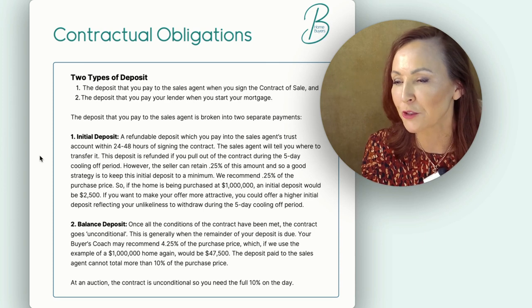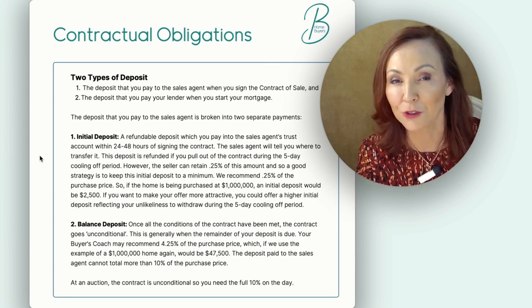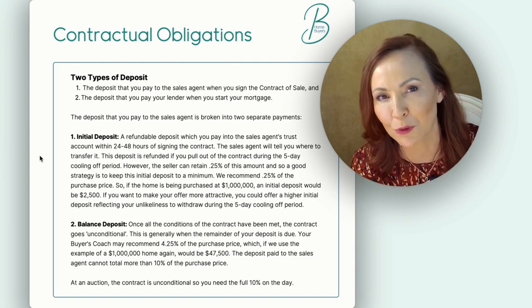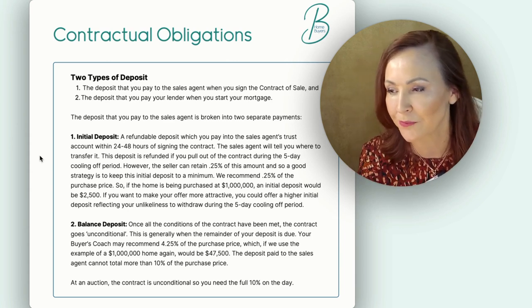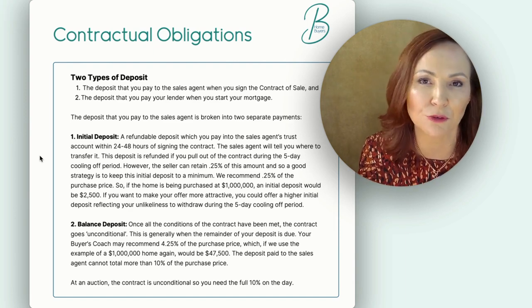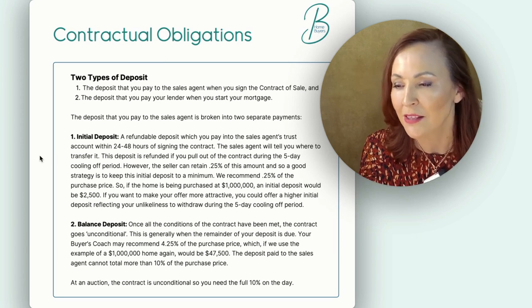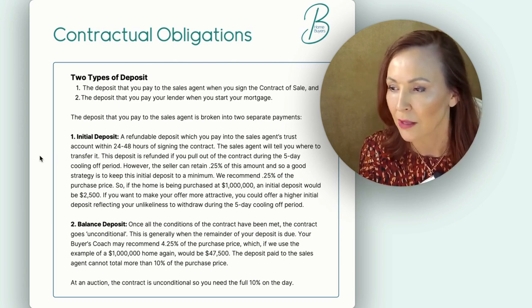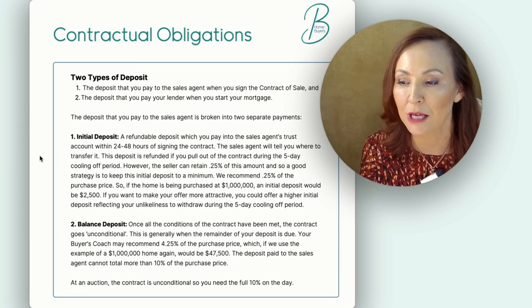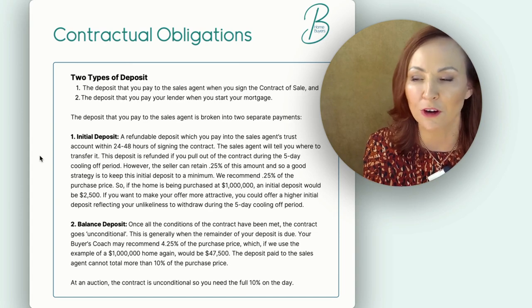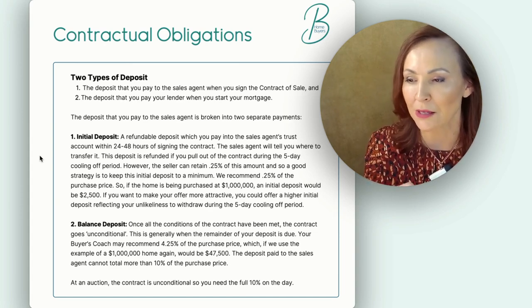And so the initial deposit, it's refundable if you choose to pull out during the cooling off period. Remember that the seller can keep 0.25% of the purchase price. So a refundable deposit which you pay into the sales agent's trust account within 24 to 48 hours after you sign the contract. The sales agent will tell you where to transfer it. And so they'll give you the bank account details of their trust account. This deposit is refunded if you pull out of the contract during the 5-day cooling off period. However, the seller can retain that 0.25% of the purchase amount.